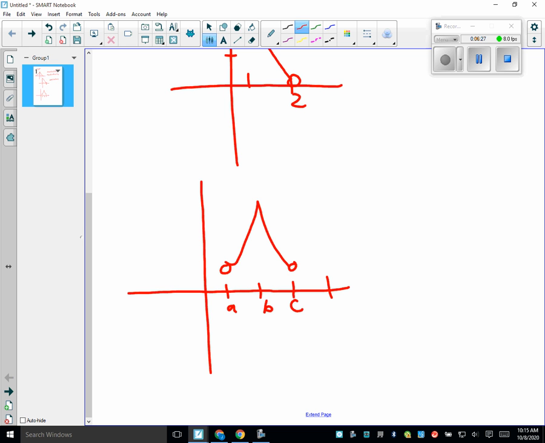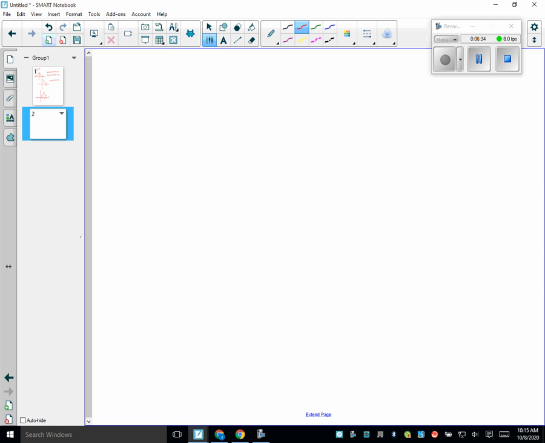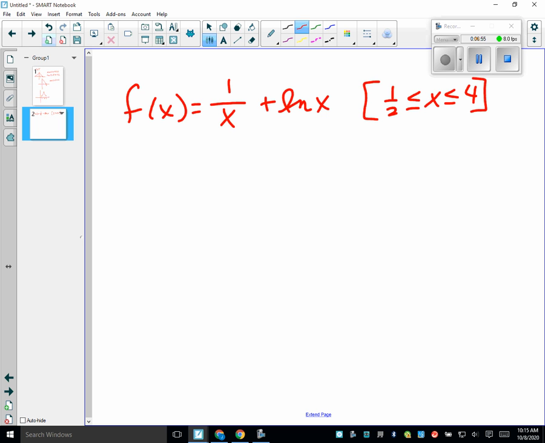All right. If I give you the problem, f of x equals 1 over x plus ln of x, and I want this from 1/2 to 4, I want you to find, and it says use analytic methods, meaning algebra, meaning work the problem out, to find the highest and the lowest.